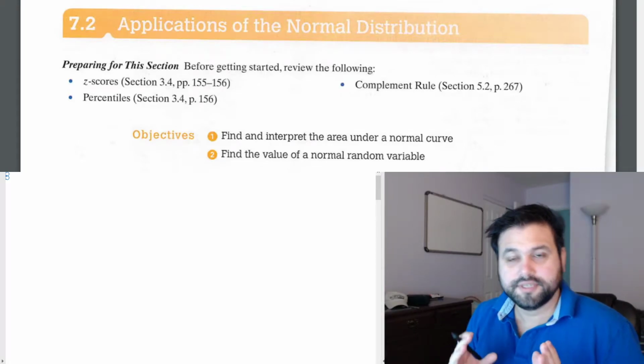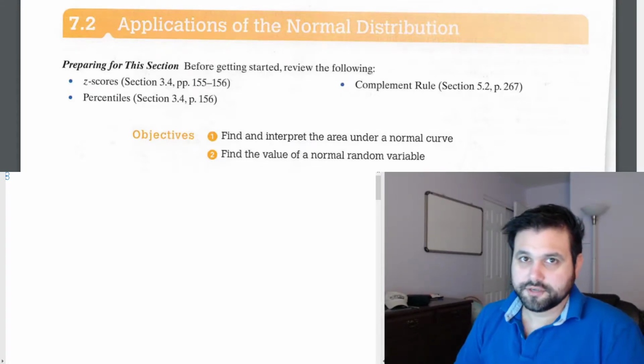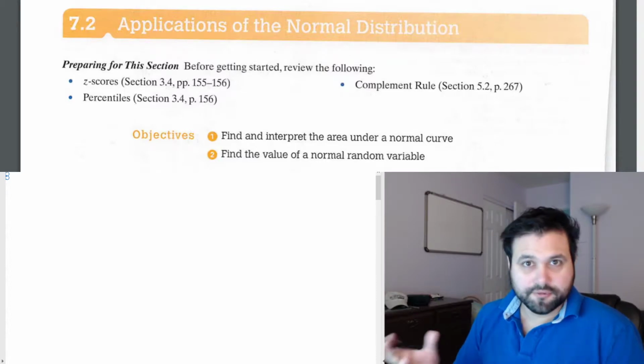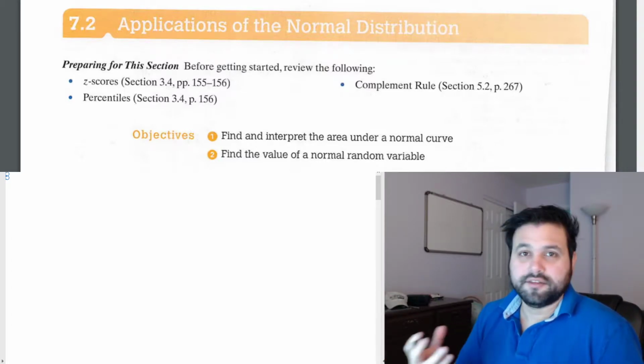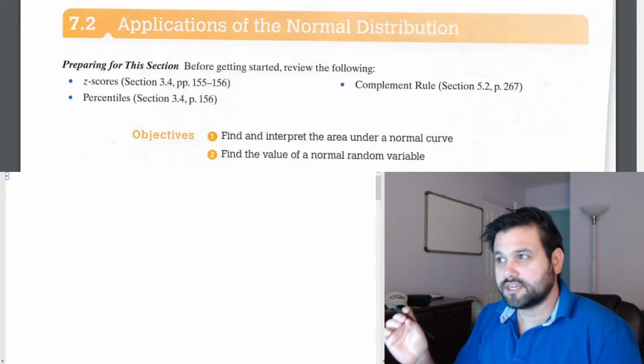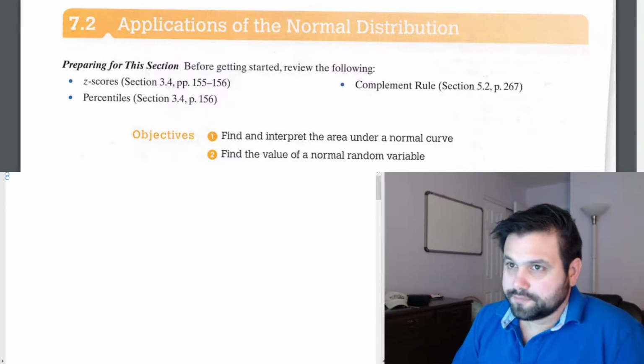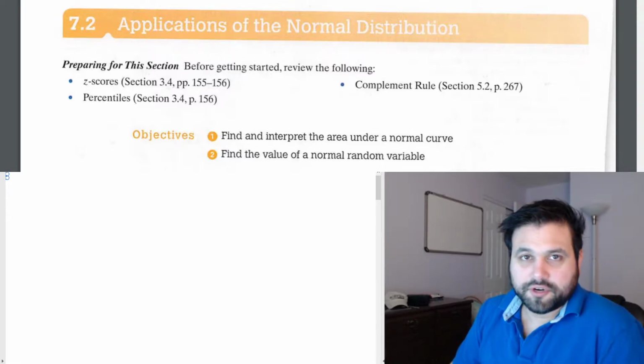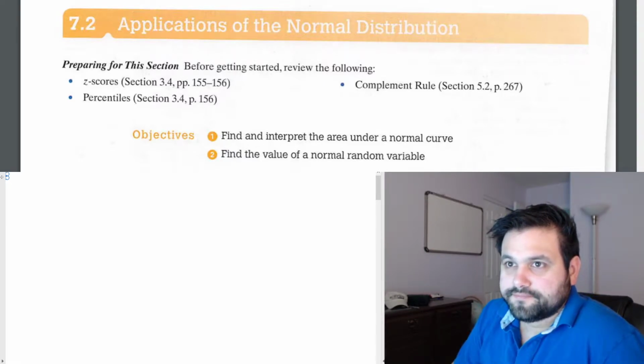All right, so we're going to continue talking about the normal distribution. We have a little bit of a numbering issue here. This is technically the third lesson, but in the book, we're in section 7.2. So let's go ahead and just call this 7.2 continued. There we go, 7.2. This is just more normal distribution.